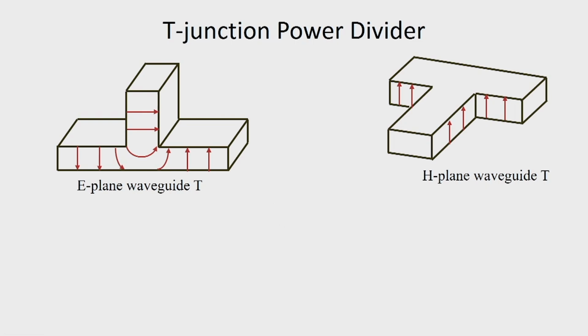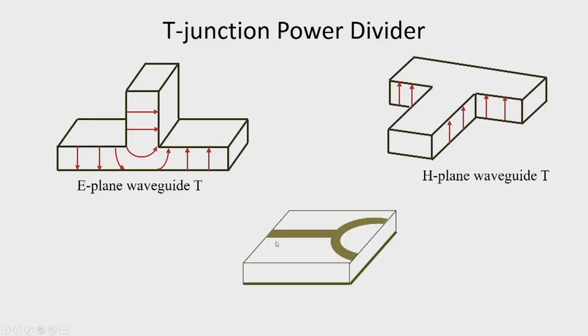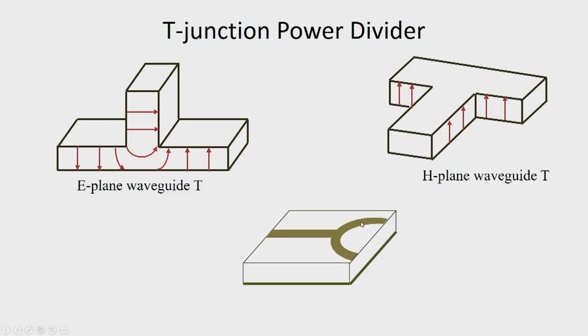Let us consider another form of T junction, a microstrip version, where this is the ground plane, this is the dielectric material, and this is the microstrip line which will be the input port, and the power will be divided between these two output ports, and this division can be designed to be equal or unequal.